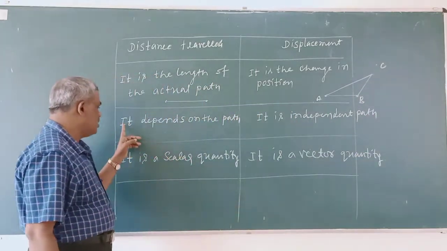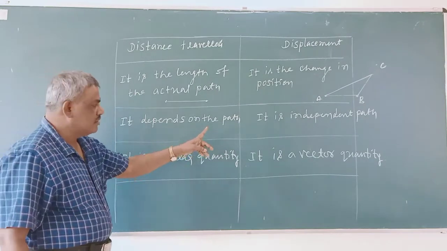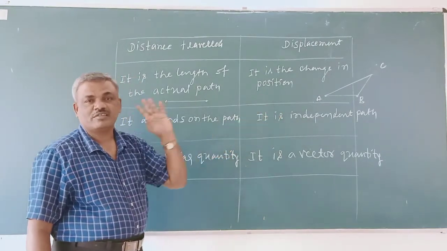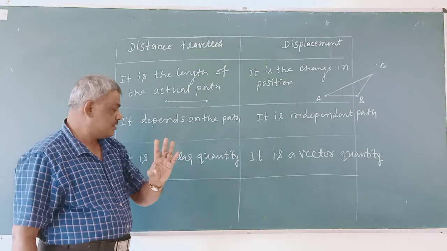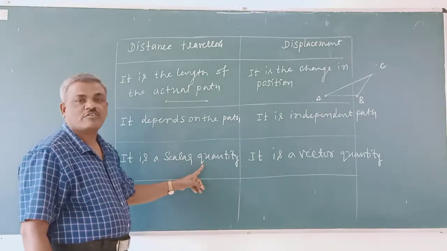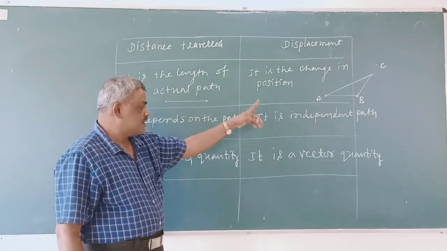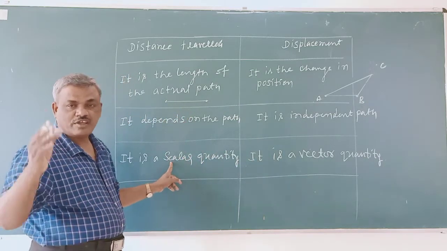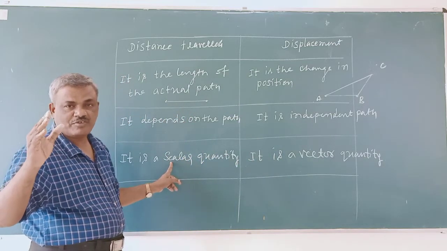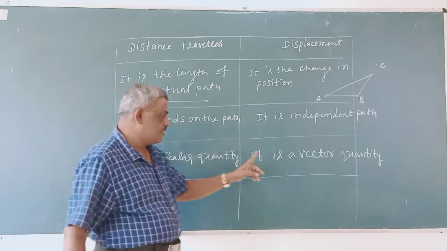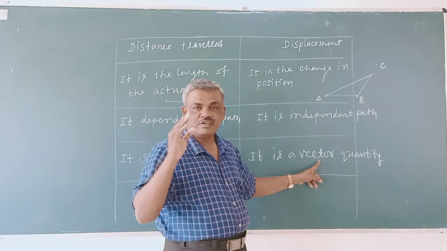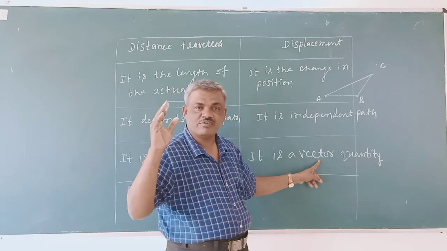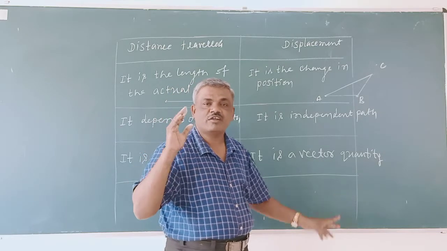So the second point: distance depends on the path, displacement is independent of the path. The last one: distance is a scalar quantity, displacement is a vector quantity. A scalar quantity has only magnitude but no direction. A vector quantity requires both magnitude and direction.